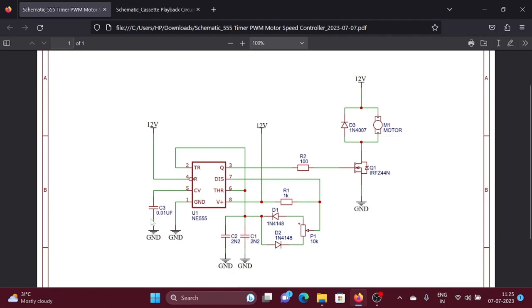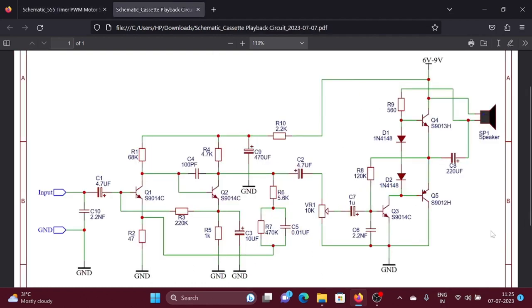And here is another capacitor C3. This is a 0.01 microfarad capacitor that is used to stabilize the voltage on the control voltage pin of the IC. And this diode is connected parallel to the motor. It is basically a flywheel diode that is used to protect the MOSFET from high voltage spikes. And the whole circuit operates on 12 volt.